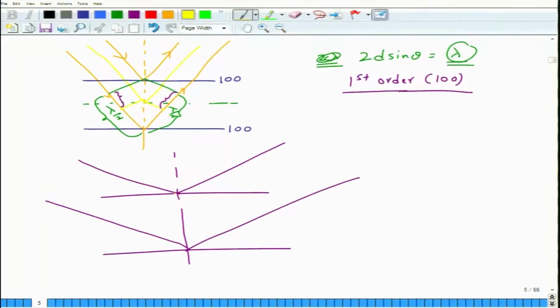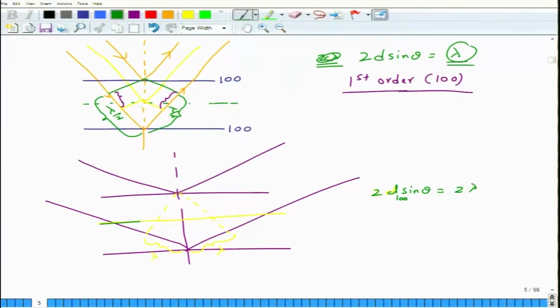Now, when you draw this, since the angle has increased, the path length has increased, let us say this is now equal to lambda, this is now equal to lambda. Okay. So, your 2d sin theta has now become equal to 2 lambda, all right. So this is d 100.